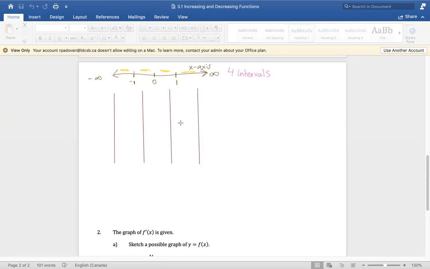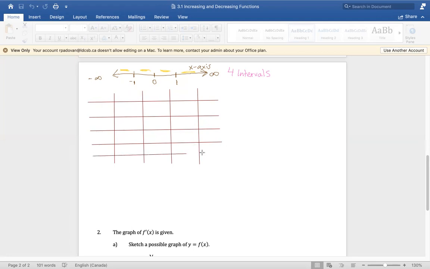1, 2, 3, 4. I could have one on the other side. I don't really need to close that off, so I can start with my rows. Let's see how many I would need. I'm going to need 1, 2, 3, 4, 5. Just have my titles at the top.